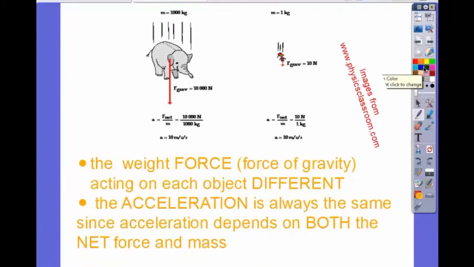When we look at the difference between an elephant and a mouse, the elephant has a much greater weight, or force of gravity. It's approximately 10,000 newtons. The force of gravity, or weight, of a mouse is 10 newtons. So they have very different weights, or very different forces of gravity. But their masses are also very different. The elephant is 1,000 kilograms. The mouse is only 1 kilogram. So their acceleration is the same. Even though their forces are different, because their masses are different, their acceleration is the same.